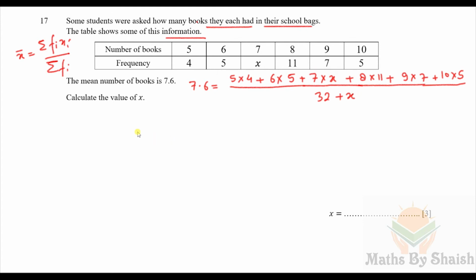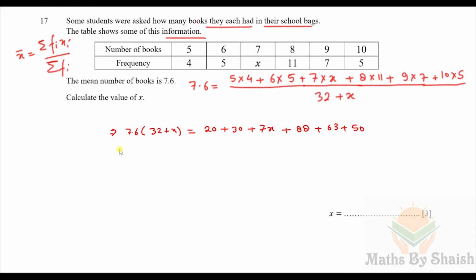So this value is 7.6. Cross multiply, so it is 32 plus x equals, now we'll calculate this: 5 4s are 20, plus 6 5s are 30, plus 7 into x is 7x, plus 8 into 11 is 88, plus 9 into 7 is 63, plus 10 into 5 is 50.